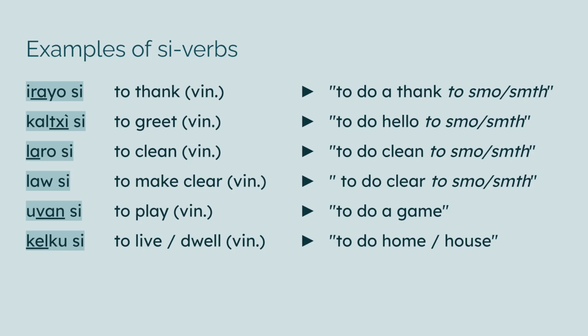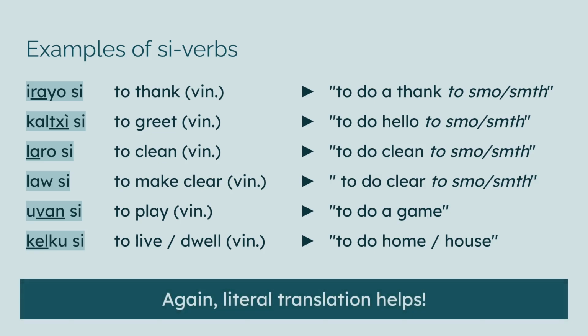And if you translate it like this, so if you translate the si literally, then you see that it doesn't really make sense to have these as transitive verbs, because you cannot to do a game, I don't know, Minecraft. That doesn't really make sense. So having an indirect object, having a direct object just doesn't really make sense with those. So as almost always, literal translations will help.